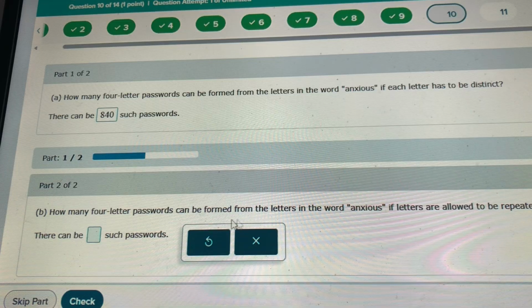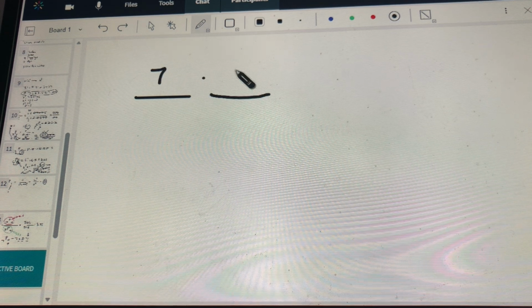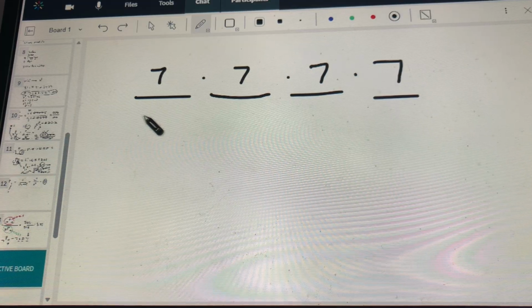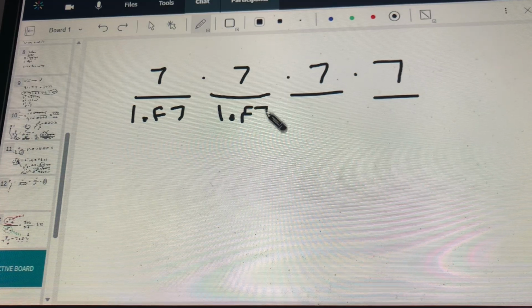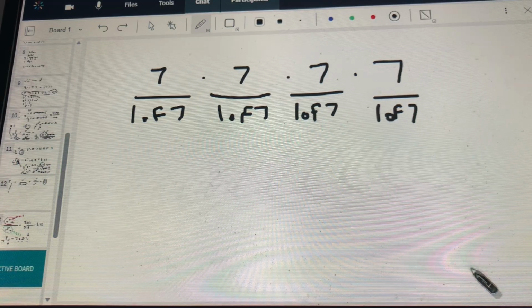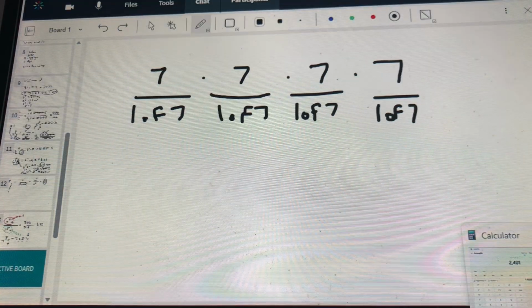How many 4-letter passwords can be formed from the letters in the word anxious if you are allowed to repeat letters? Well, then every time you go to pick a letter, you have a choice of 7 that you can choose from. So this is not a permutation. This is 7 times 7 times 7 times 7. This is actually the fundamental counting principle. I have to choose 1 of the 7 letters, and then I can choose any one of the 7 letters again because I can repeat. Then I can choose 1 of any of the 7 letters again and 1 of any of the 7 letters again. And you just do 7 times 7 times 7 times 7, or 7 to the 4th power.